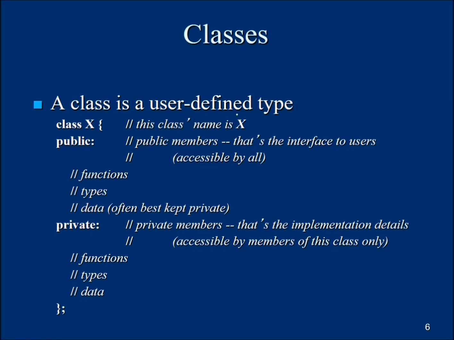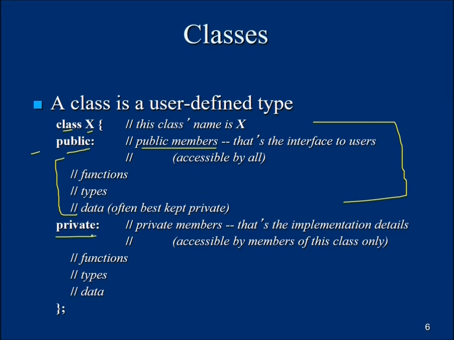Again, a class is a user defined type. This is the keyword, this is the class name. This is public member, means all the stuff which will be below public, a public access specifier, will be public members, that's the interface to the users, and the accessibility under this public is for all.